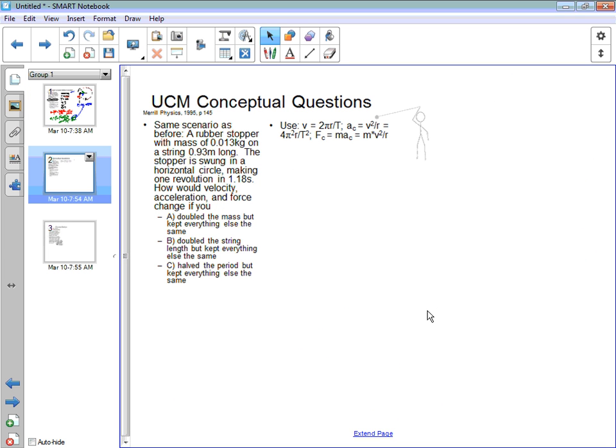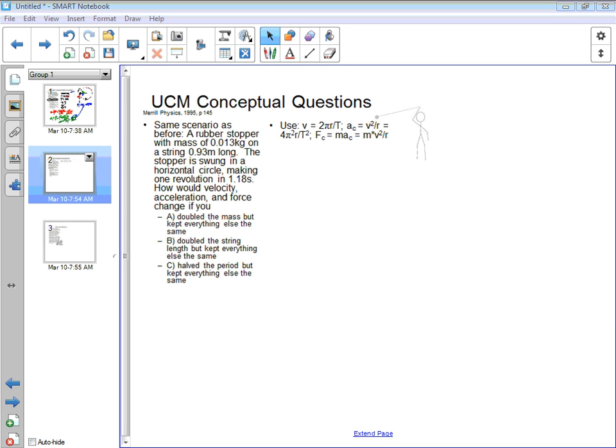Same scenario as before. We got the same mass and all this info. Now, how would velocity, acceleration, and force change if you doubled the mass but kept everything else the same, you doubled the string length but kept everything else the same, and then you halved the period but kept everything else the same? Go ahead and try that, please. Now that we've had a moment to try out everything, we see it's really the same information, so we can just be using the same equations and see how things are going to be affected.